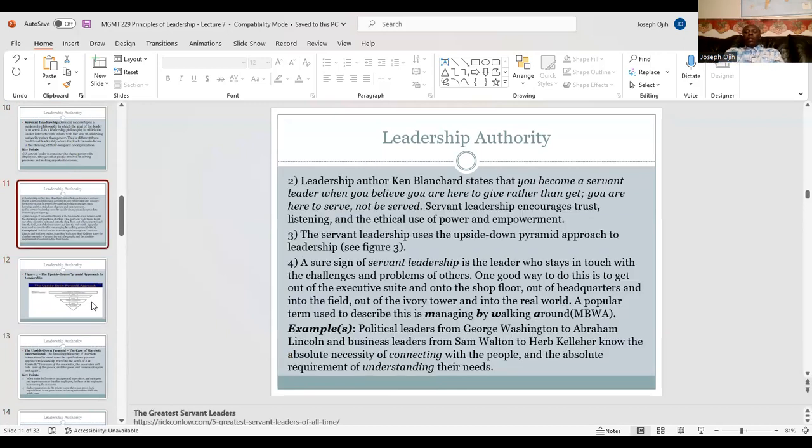So the one example I gave here, actually two of them, I used George Washington to Abraham Lincoln. Even Martin Luther King, I consider him to be a servant leader too. Whenever he says let us march to Washington, he will be there leading the march. So whatever you ask your workers to do, you do the same thing.